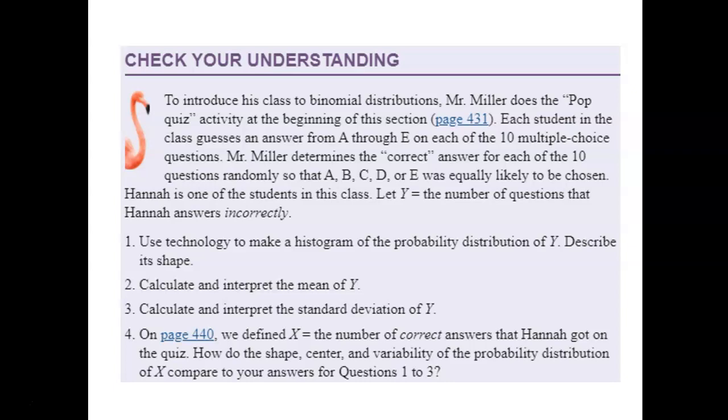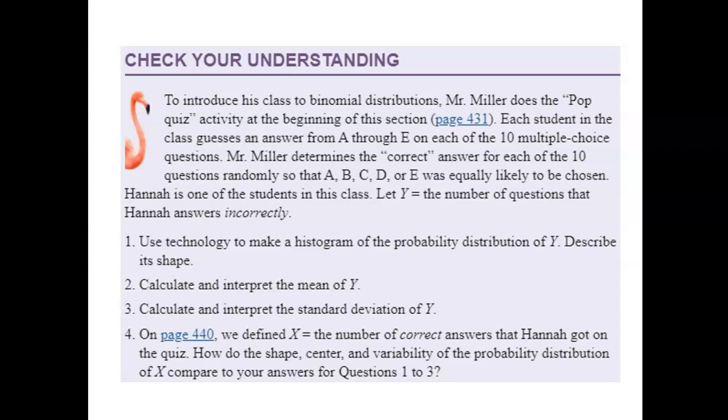All right. So it's that same 10-question quiz. Mr. Miller determines the correct answer for each of the 10 questions randomly, so same as before, so it is binomial. Hannah is one of the students in the class. Let Y be the number of guesses that Hannah answers incorrectly. All right, so this is a little different than the previous question. Now we're doing the distribution for being incorrect.